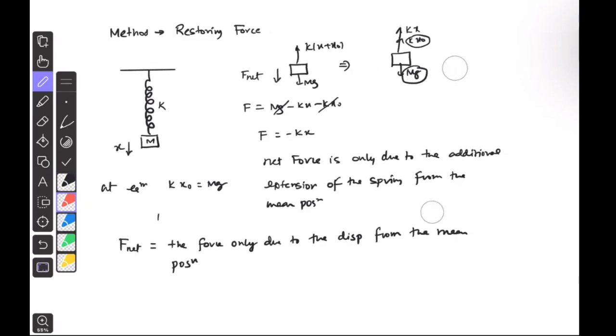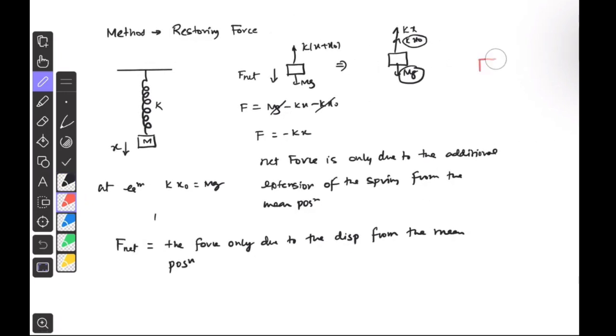So what you do, you don't care about, if I ask you which force in this case is responsible for this block to undergo SHM, it is the spring force. Then you just consider the spring force that is going to come into picture just due to the displacement given to the block from the mean position, that will be coming out to be kx. That will be the force which is going to be our restoring force, no?